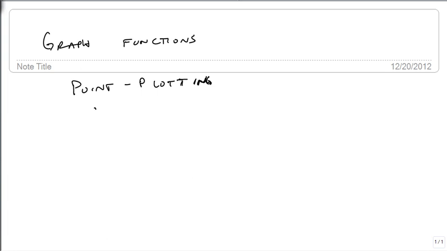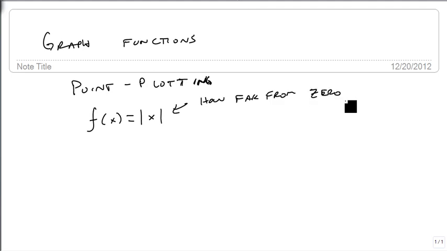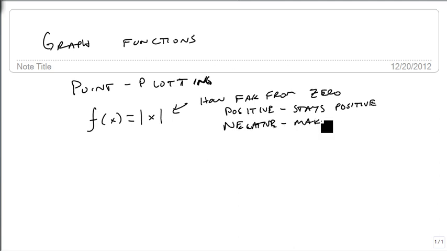So let's start with the function f of x equals the absolute value of x. Remember that the absolute value says how far from 0. It doesn't care about the sign. It just cares about its distance to 0. So if it's positive, it stays positive. If it's negative, we make it positive. And so this is important because it's going to help us do our point plotting.